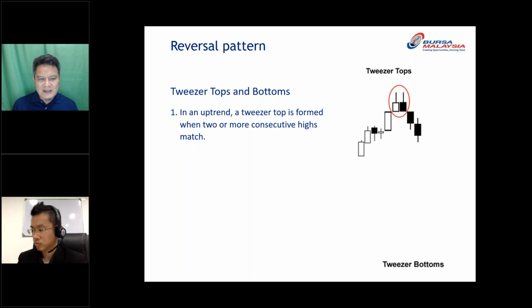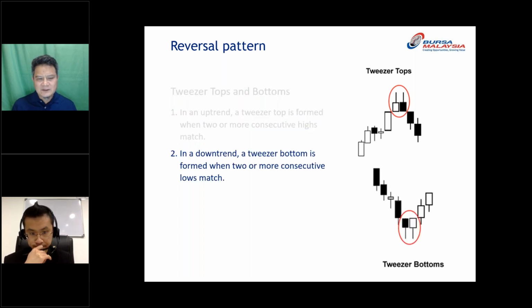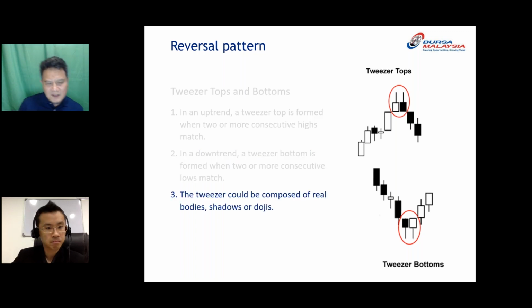So it's formed when two or more consecutive highs match. This we call a tweezer top and bottom. See, a tweezer bottom appears in a downtrend. In a downtrend, which means the bottoms are almost the same, and then it is a reversal pattern. Remember, all of this is a reversal pattern. Okay, it can be composed of bodies, it can be shadows, or it can be dojis.